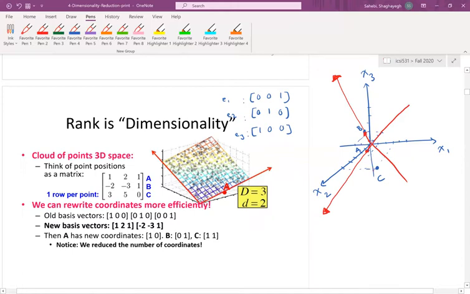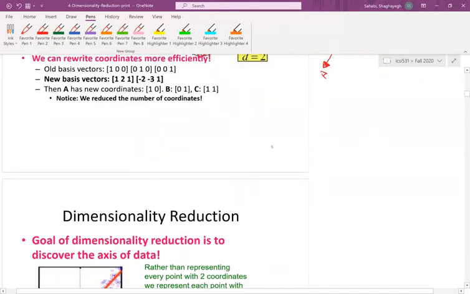Okay, so these are going to be my new coordinates for C in this space that are represented by A and B points. So we have two new basis vectors, and we are representing C in terms of two coordinates, 1 and -1, in this new basis vector space. So we reduce the number of coordinates here.